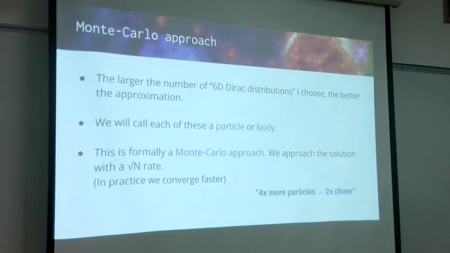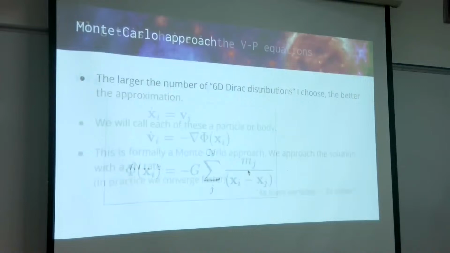And what we mean by that is that if I have 4 times more particles, then it gets twice as accurate. It scales to the square root. So if I have 100 times more particles, it's 10 times more precise, and so on. So that's why I need really, really large N, because the convergence is relatively slow.